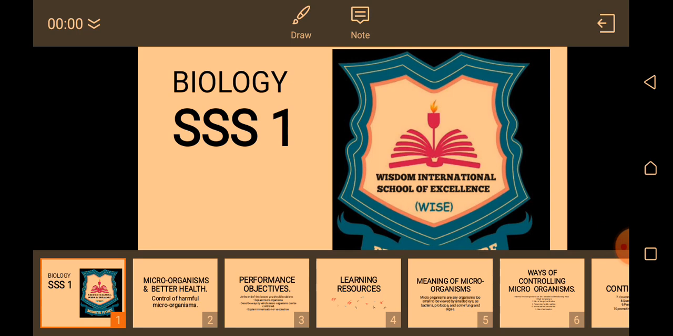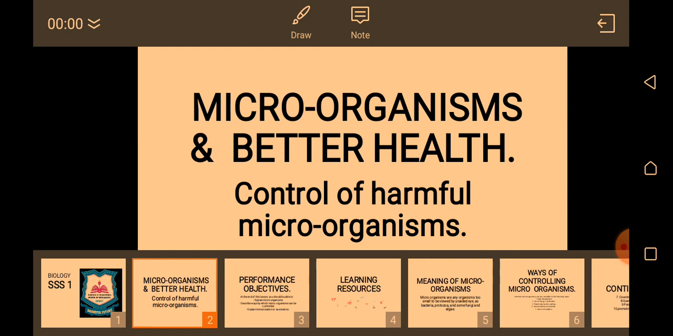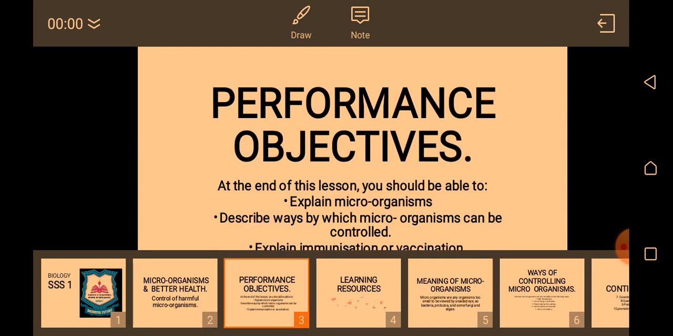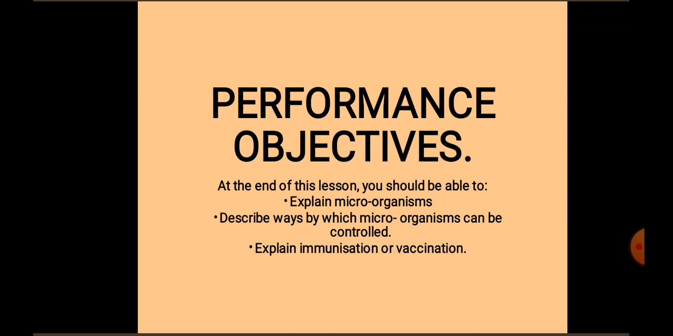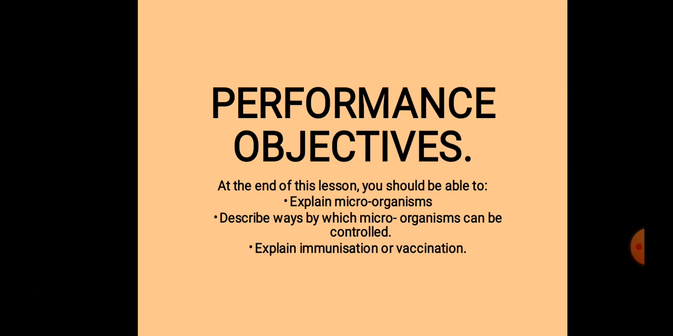I'll be having biology for senior secondary school 1, that's SS1, and our topic is microorganisms and better health. Under this, we'll look at the control of harmful microorganisms. Performance objective: we should explain microorganisms, describe ways by which microorganisms can be controlled, and lastly, explain immunization or vaccination.